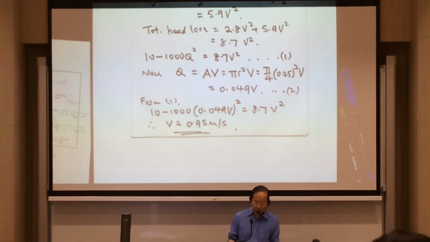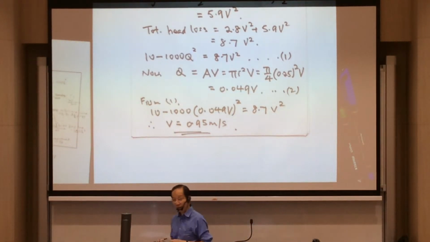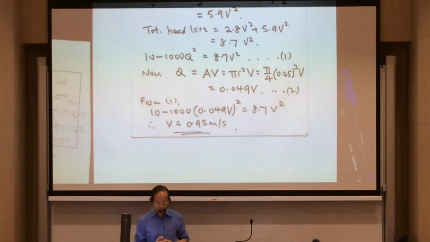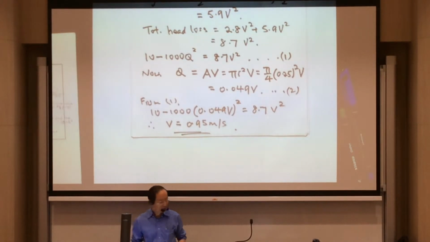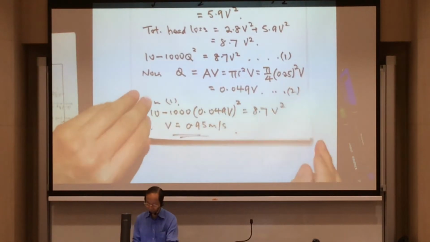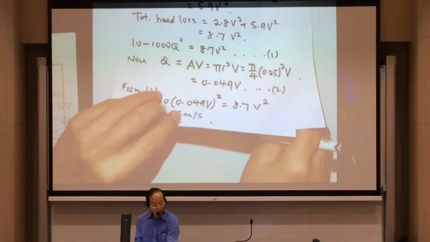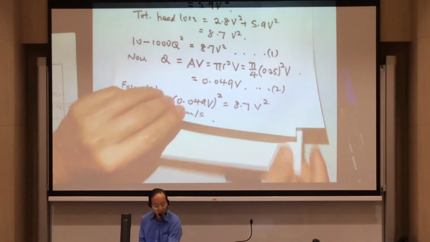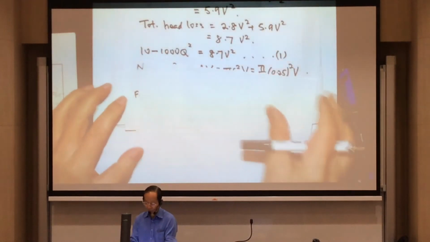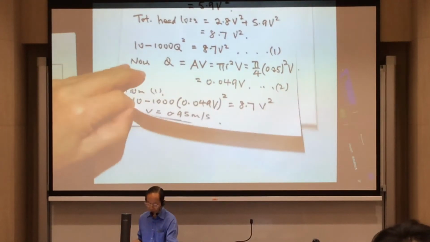Okay. So not so straightforward to get the first part of the answer. Now, next part is estimate the maximum flow rate through the pipe. So what's the maximum flow rate through the pipe?